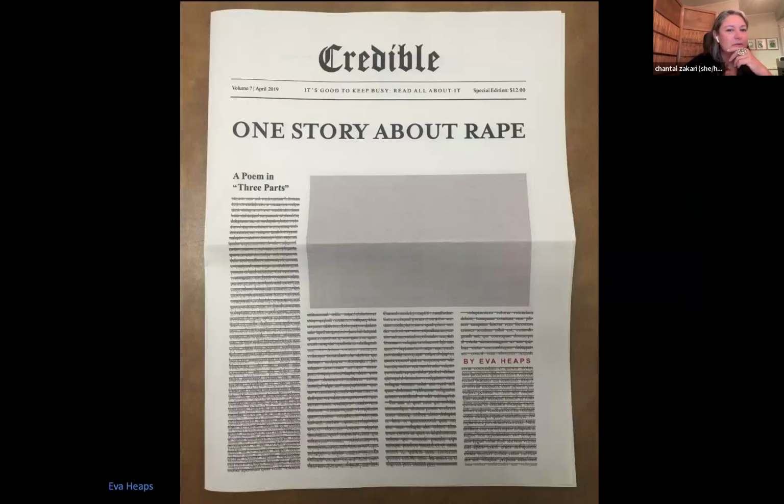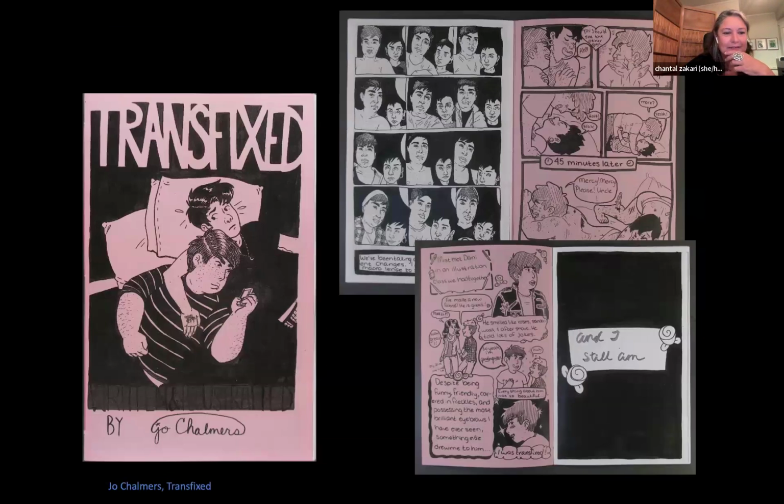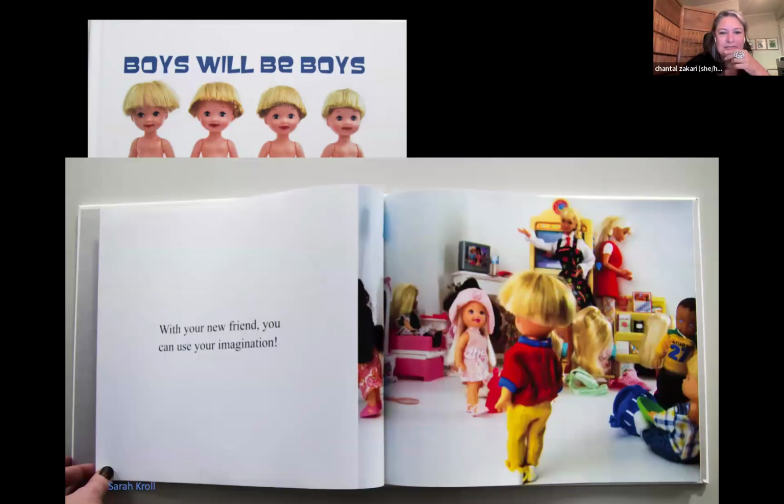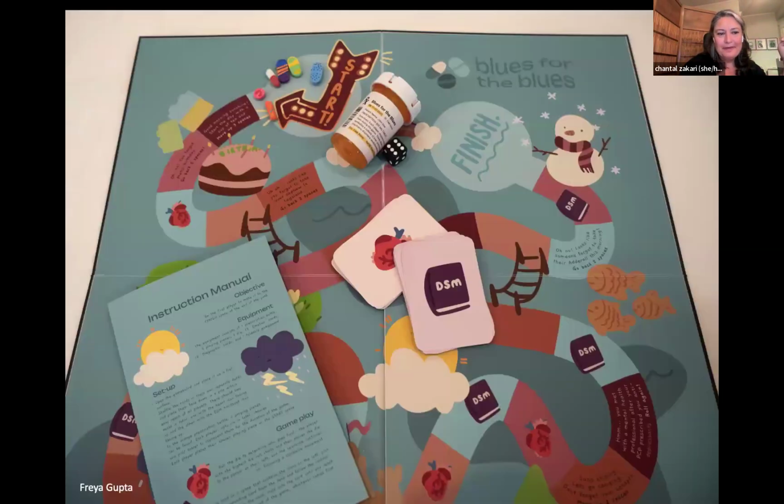This is Eva, who published her own newspaper. Joe Chalmers, who had their own zine and comics. Sarah Kroll, who did a really large kind of children's book using her Barbie collection called Boys Will Be Boys. And it's the story of a little boy who actually recognizes his own identity crisis in kindergarten. So it's a great children's book. Freya Gupta did a board game on mental illness.